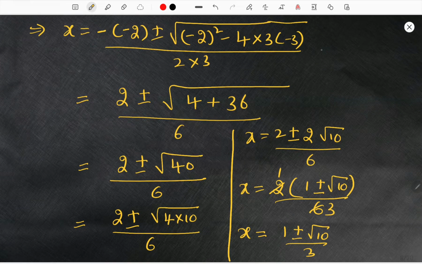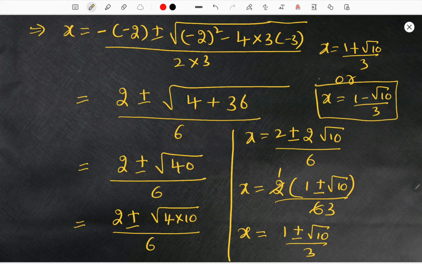Alright, so I am writing the solution here. x is equal to 1 plus under root 10 divided by 3, or x is equal to 1 minus under root 10 divided by 3. So this is the second solution, and here is the first solution. Alright, make sure that you follow all these steps.